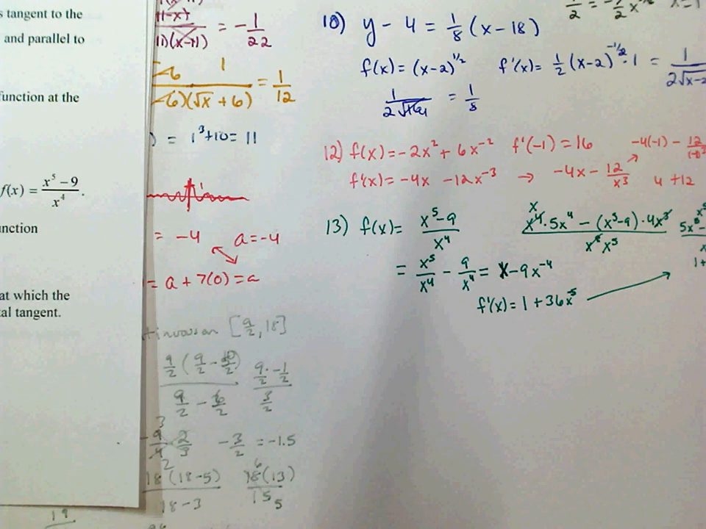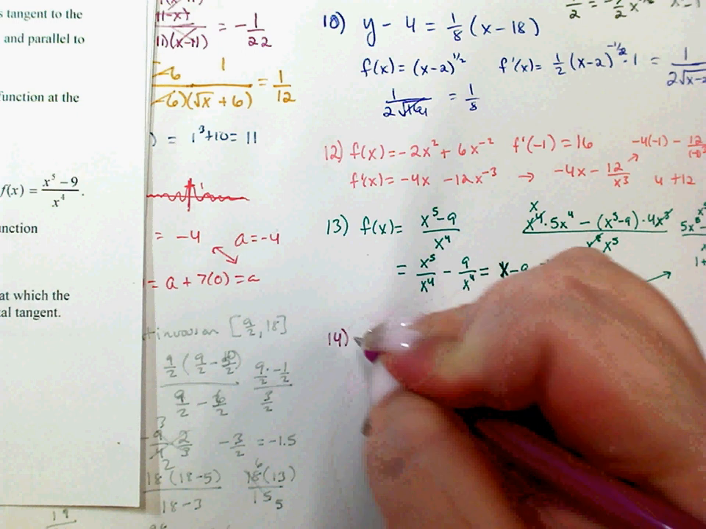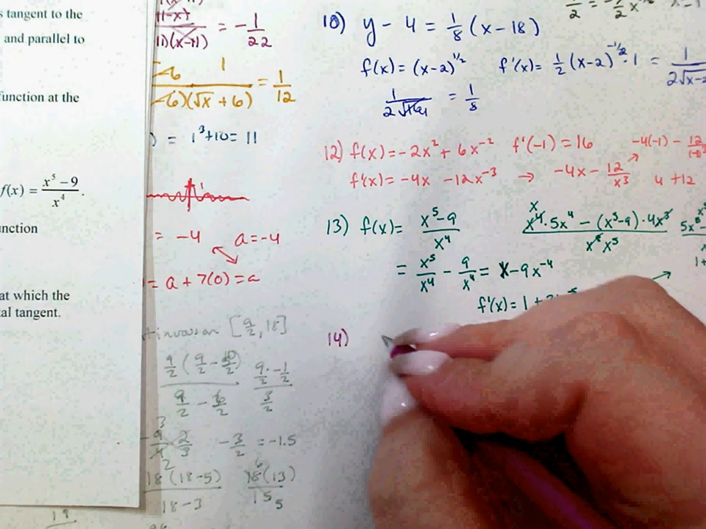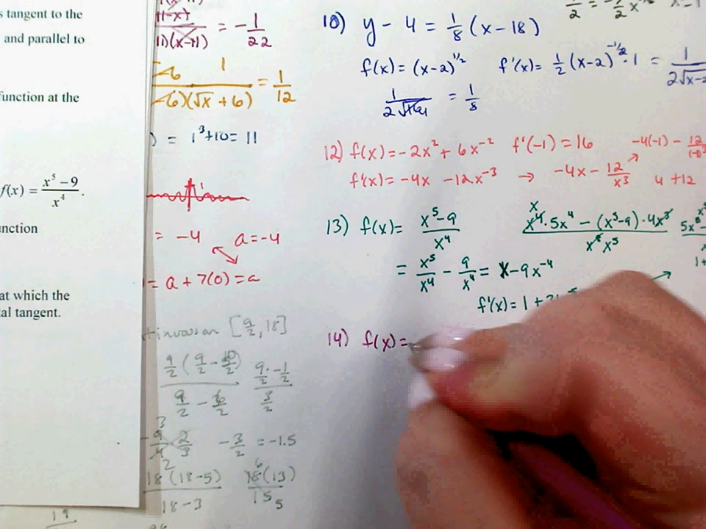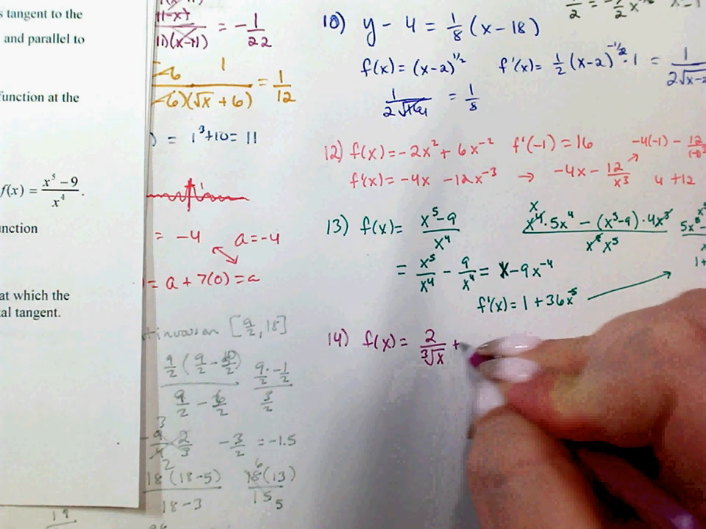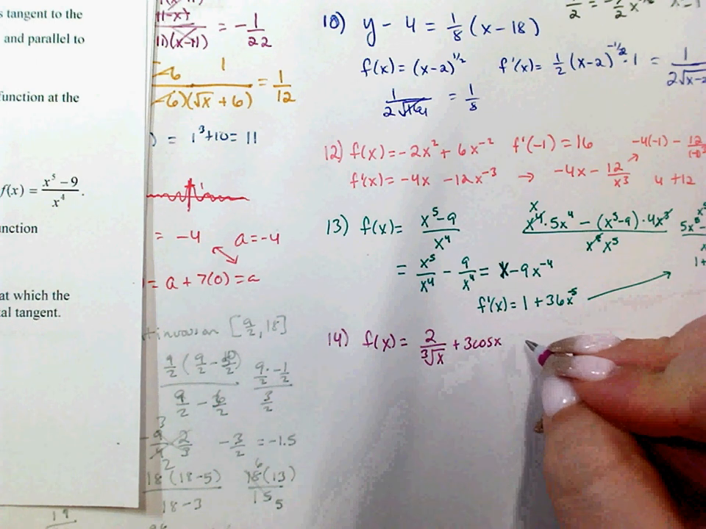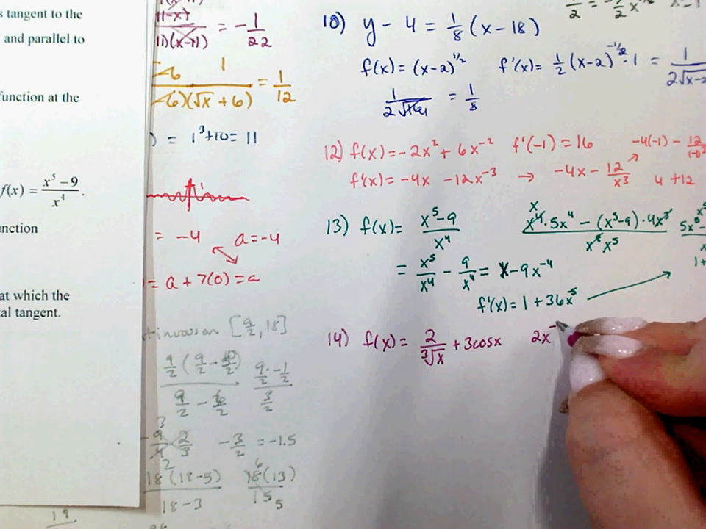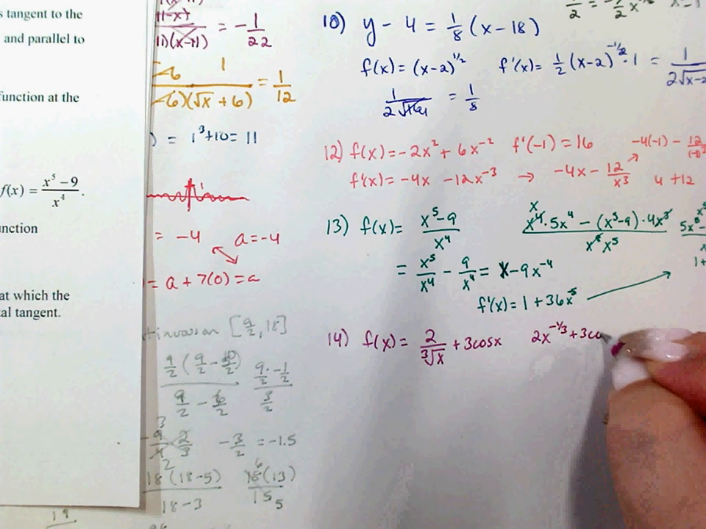Alright, number 14. Number 14 is find the first two derivatives of the function f of x equals 2 over the cubed root of x plus 3 cosine, or 2x to the negative 1/3 plus 3 cosine. Find the first two derivatives.